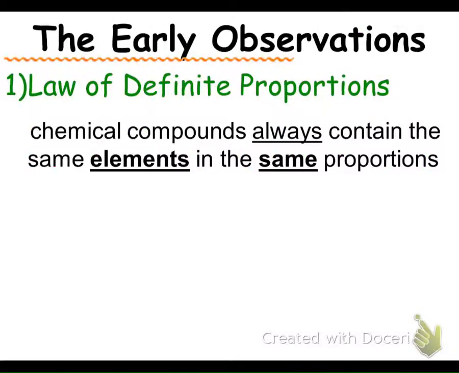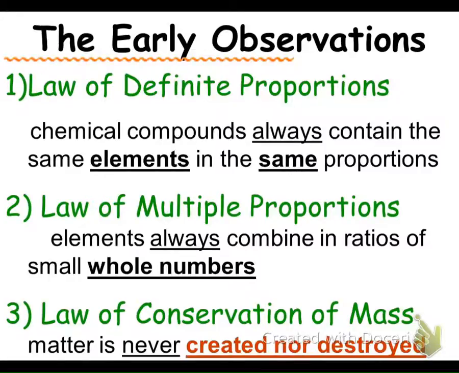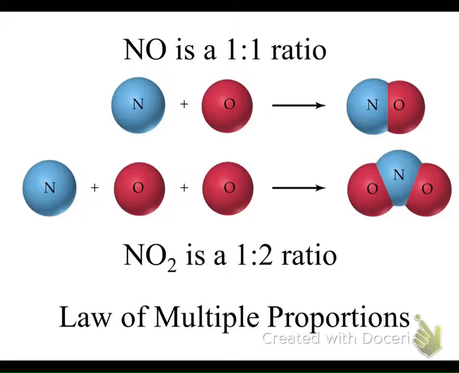So the first early observation was the law of definite proportions, which says that chemical compounds always contain the same elements in the same proportions. We also have the law of multiple proportions, and those two go together because the law of multiple proportions tells us that elements always combine in ratios of small whole numbers when you're creating a compound. And then the last early observation was the law of conservation of mass, telling us that matter is never created nor destroyed. So those are three important early observations that were made about the atomic theory.